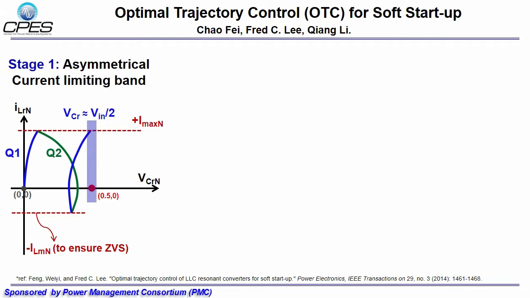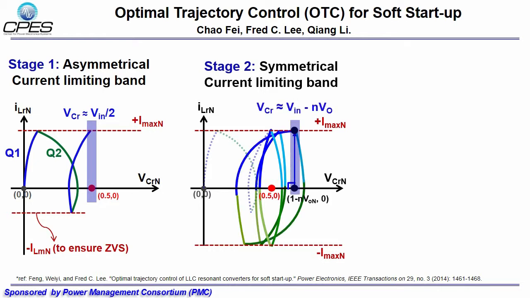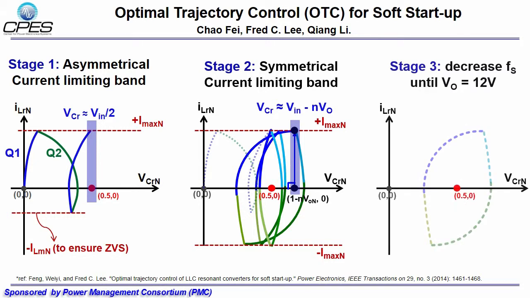input voltage. The second stage uses a symmetrical current limiting band to optimize energy delivery. As the output voltage increases, the trajectory becomes larger, and stage 2 ends when VCR equals Vin minus N times VO at a switching instant. Stage 3 is simply decreasing the switching frequency until VO equals 12 volt. The trajectory becomes smaller and finally reaches steady state.